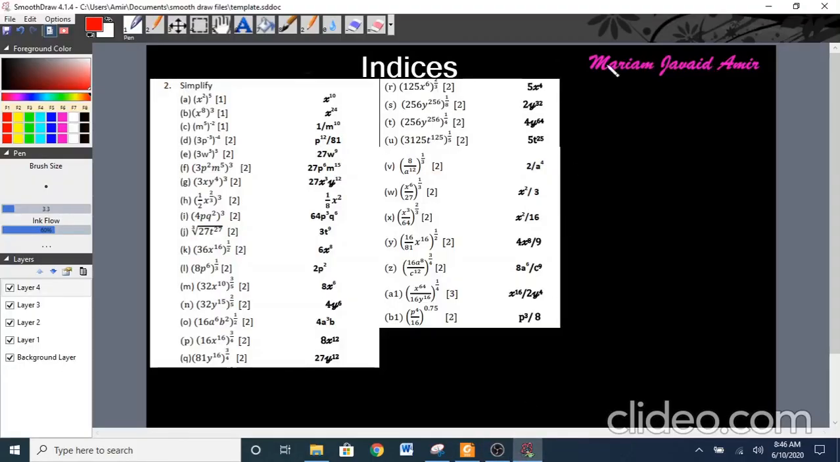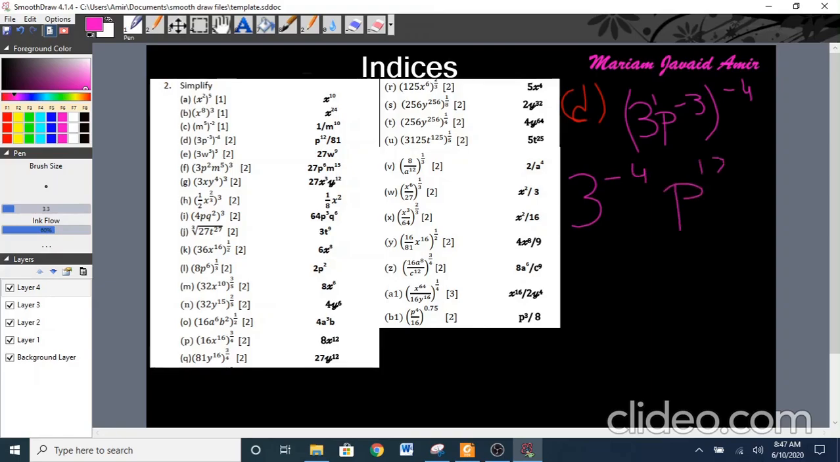Part D, which is, let me change the marker quickly. Okay, 3 p power minus 3, whole power minus 4. So now this minus 4 is acting on 3 as well as p power minus 3. So for 3, the power here was 1, so 1 multiplied with minus 4 becomes minus 4, and p minus 3 times minus 4 becomes 12.